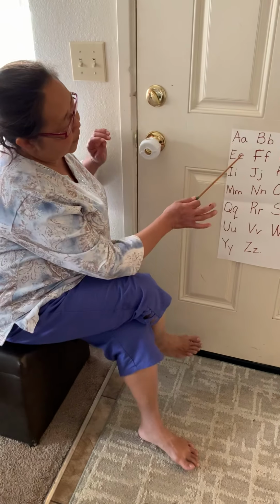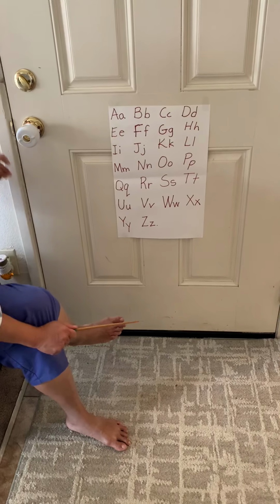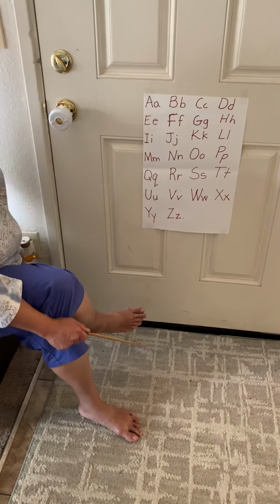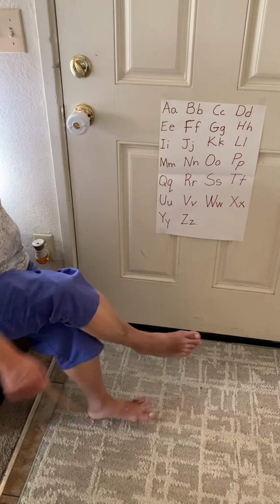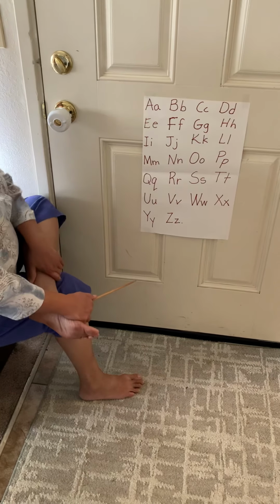First, you need to get a paper and write all your letters. It doesn't have to be in alphabetical order, but it keeps it easier to write if you write it all from A through Z on there. And then we are going to start, okay?